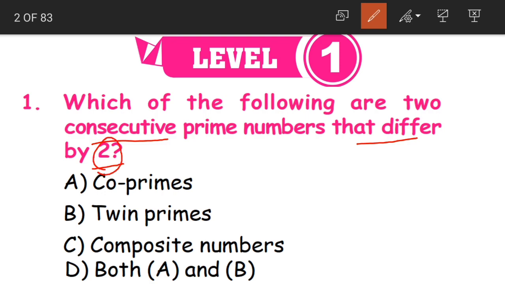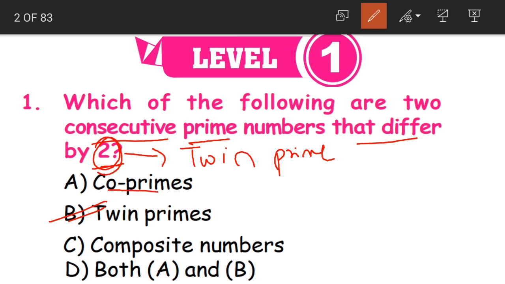If you remember the explanation, difference by 2, what did I say? Two prime numbers whose difference is 2, they are called as what? Twin primes. So the correct answer becomes option B, twin primes.